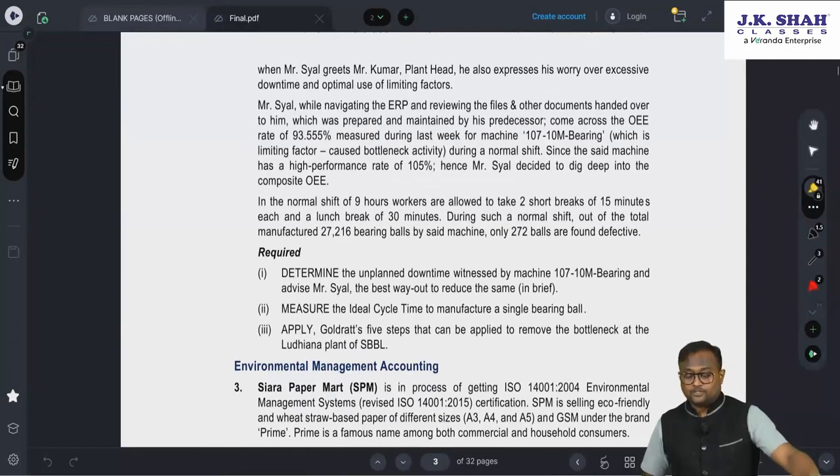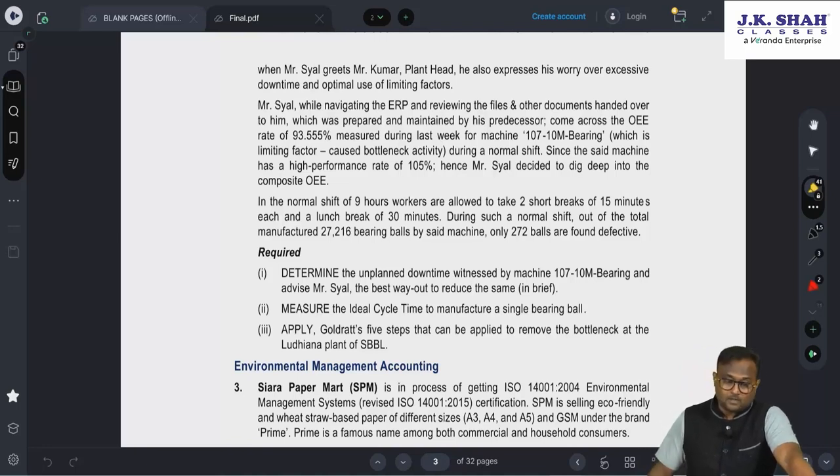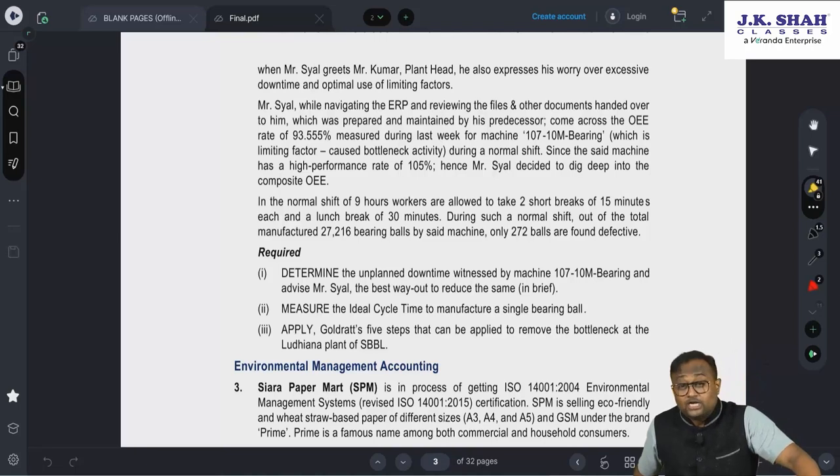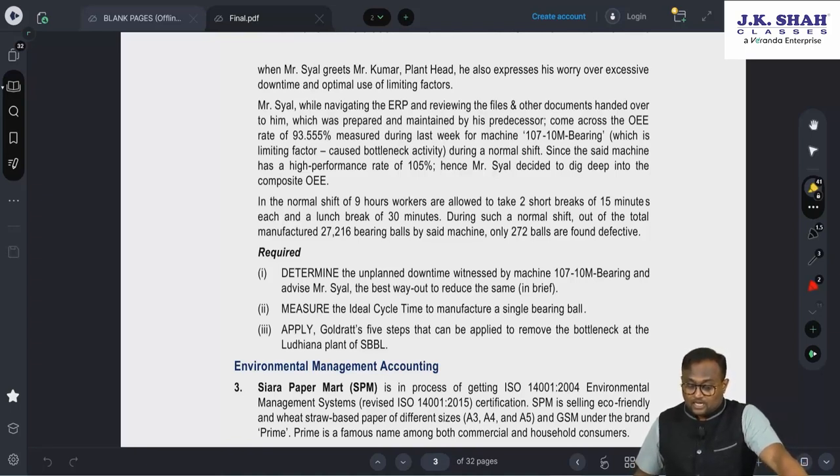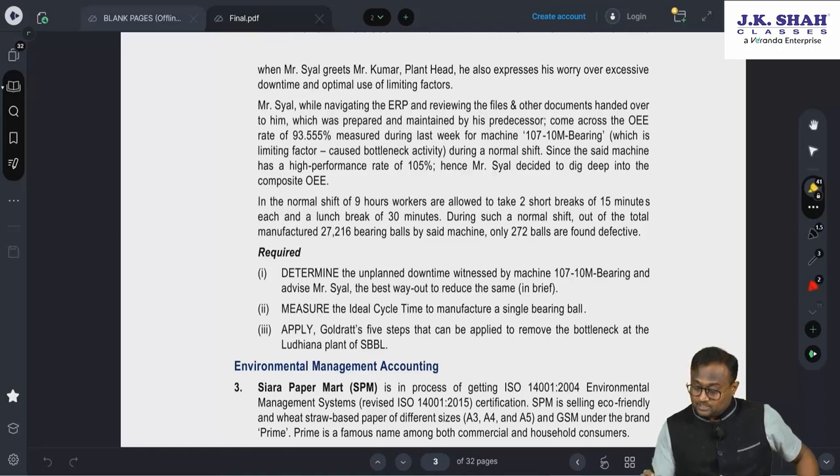Over lunch, when Mr. Sial greets Mr. Kumar, plant head, he also expresses the worry over excessive downtime and optimal use of limiting factor. So performance is not a problem, efficiency is not a problem, quality is also not a problem. The problem is availability. Now you understand, if availability is a problem, naturally efficiency and quality alone will not make a huge difference. So, see the information.